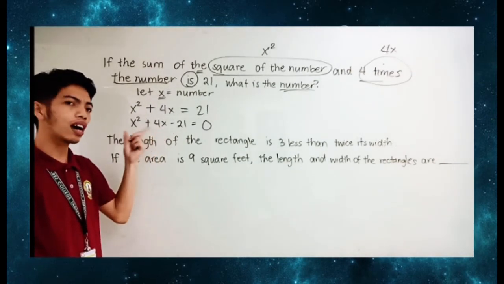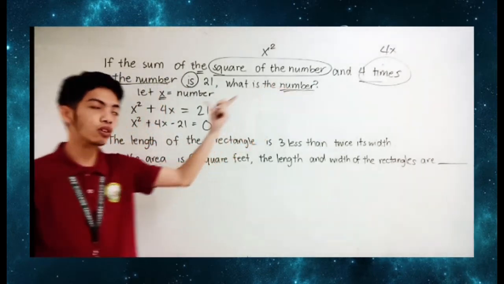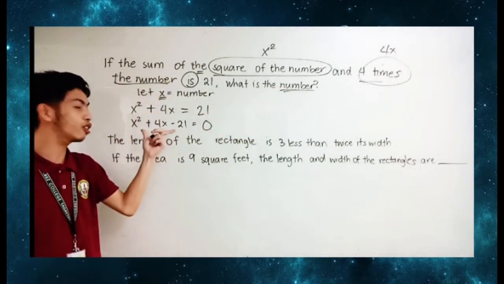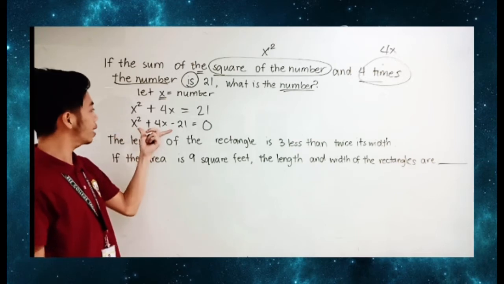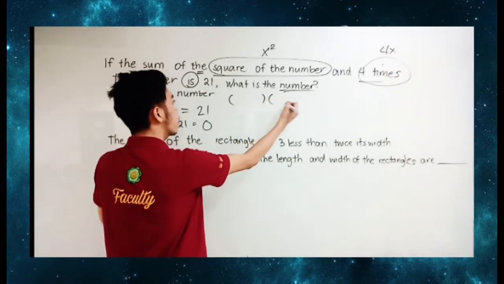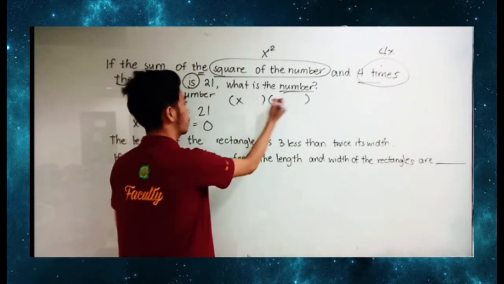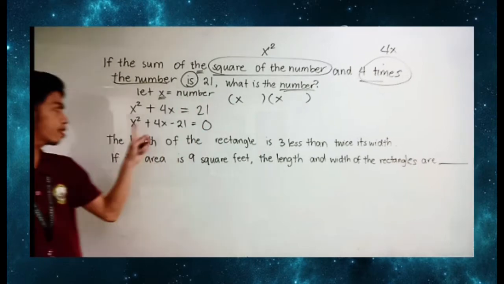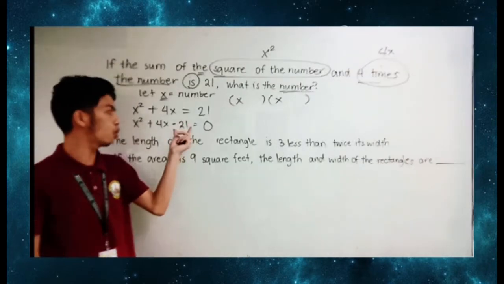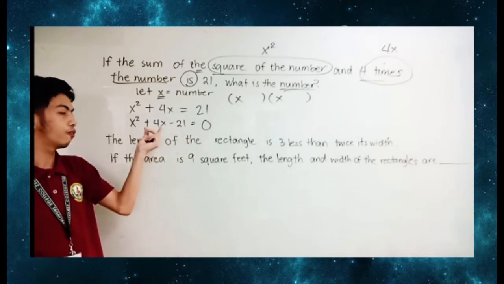Ngayon, anong gagawin ko dito? Ang hinahanap natin ay yung number. Paano masusunod yung number na yun? Kailangan natin ito i-factor. So, in factoring x squared plus 4x minus 21, gaya ng tinuturo ko na pagpa-factor, ang factor ng x squared is x times x. Okay? Kasi x times x, that is x squared. Ano yung factor ng negative 21 kapag pinag-combine mo, ang sagot ay 4.